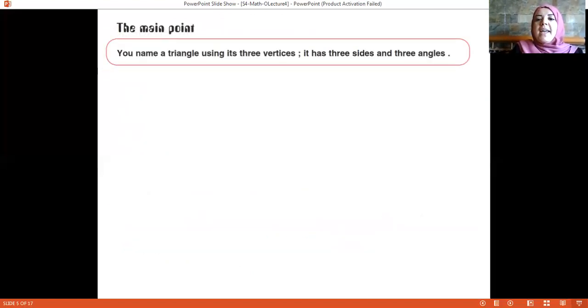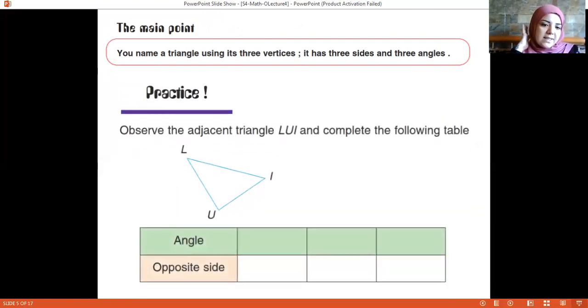Now, you name a triangle using its three vertices. It has three sides and three angles. This is the main point. Let us practice this exercise.